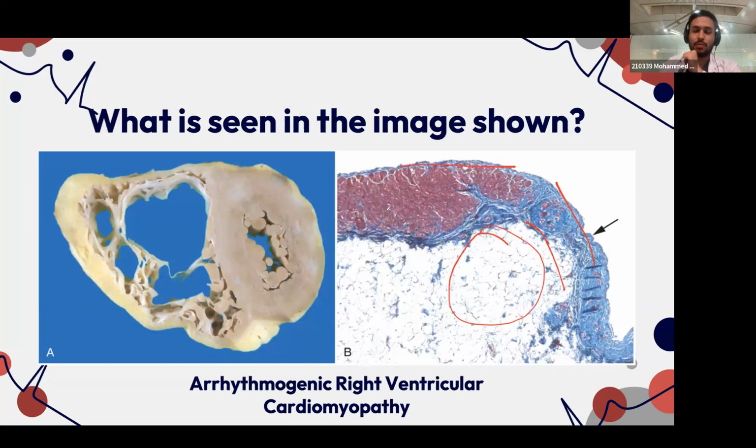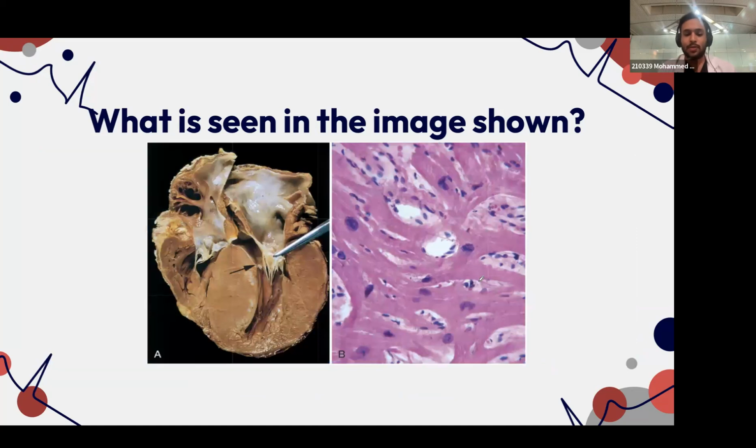This is the actual normal myocardium over here, and you can see it's a normal wall. This part is very thin and fibrosed. And you have here fat cells all over. Okay. So this is arrhythmogenic right ventricular cardiomyopathy. Next one. What disease is this?